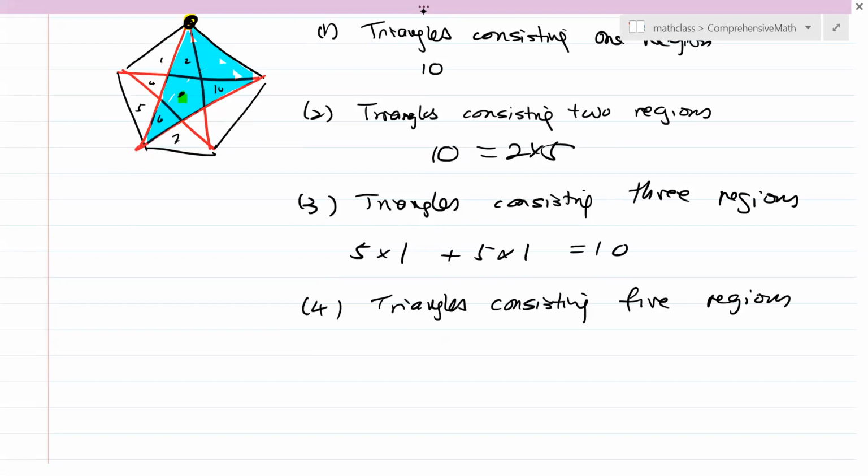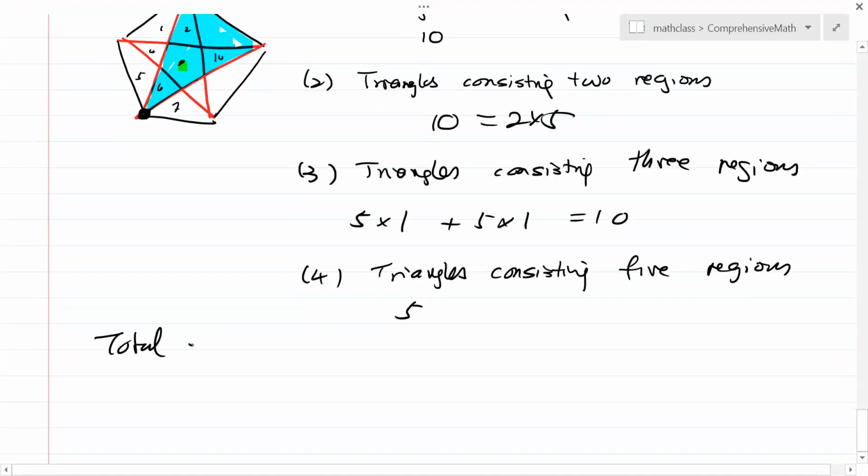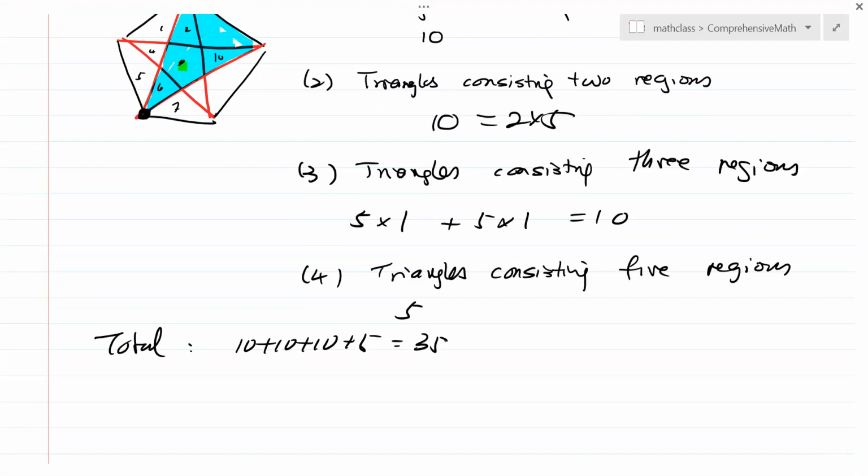Okay, so this is one of them. It consists of 5 regions, and each vertex corresponds to 1. Then you go around and you get 5, so it's 5. Total is going to be 10 plus 10 plus 10 plus 5, 35. So the key idea is to divide them into several categories and focus on each category and count them. Then add them together, okay?